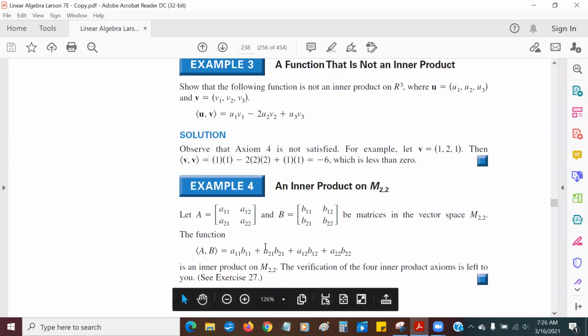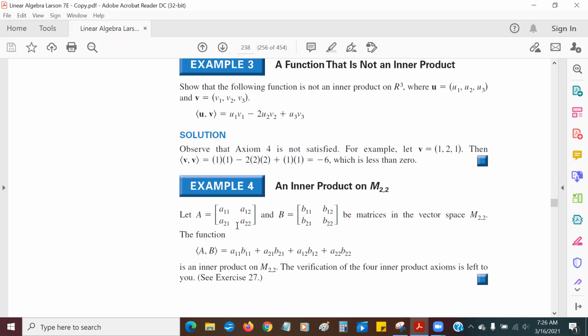Now this is interesting. We're looking at this inner product of two matrices which are considered vectors in the vector space M22.